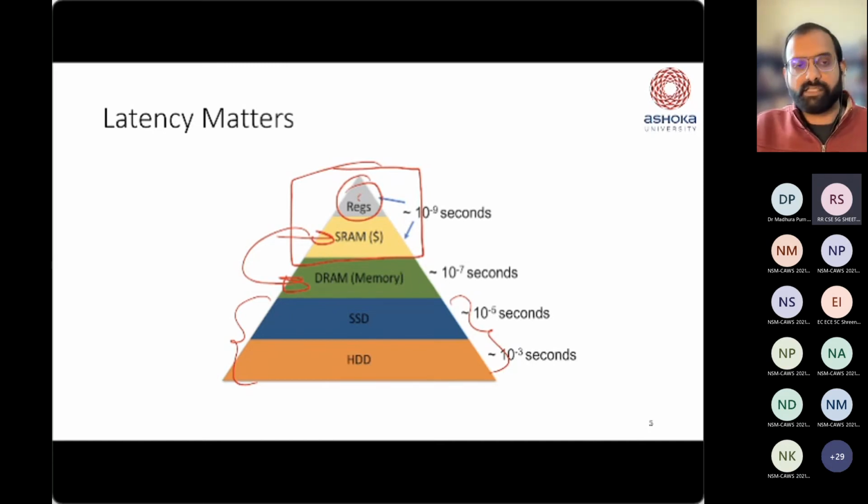So the entire goal is to make sure we feed our CPUs as fast as we potentially can from the lowest latency source of instructions as well as data.